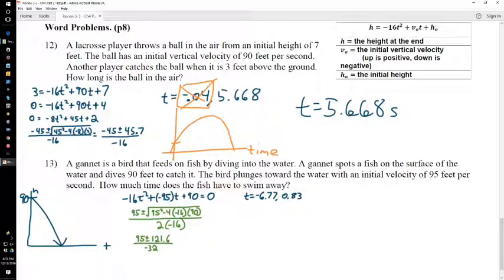And these are the two answers that you get. When you add, you get the negative 6.77. When you subtract, you get the 0.83. And again, we're measuring time, how long it takes to do something. And since in the normal realm of reality we're not going backwards in time, negative 6.77 is not the answer. So the time it takes for the gannet to land is 0.83 seconds. That is how long the fish has to fly away. That is an awfully fast bird.